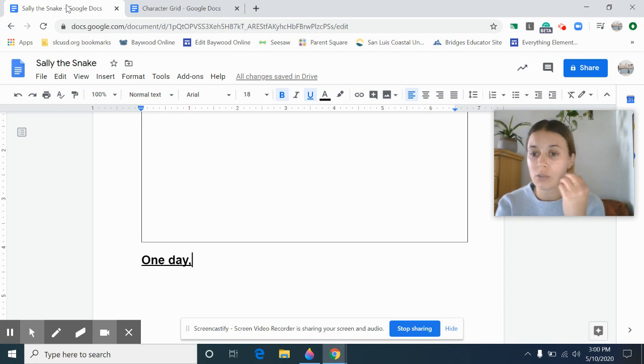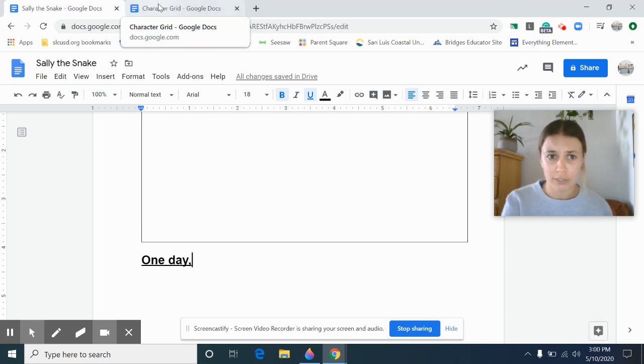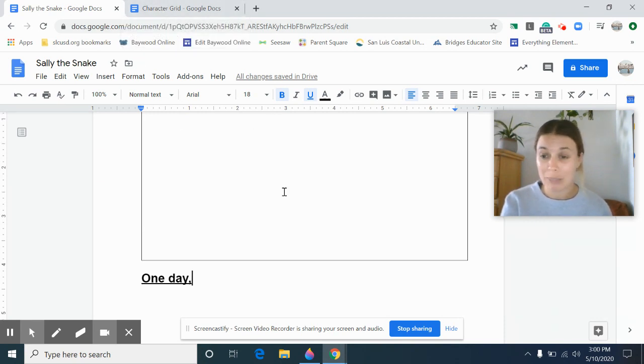So we are going to be using 3 sentences today. We're only writing 3 sentences. And yours are going to be different than mine because you're writing about a different character. But you can use some of the things that I have to help you get started on that first page. So you've got your character grid out and you're ready to begin writing.